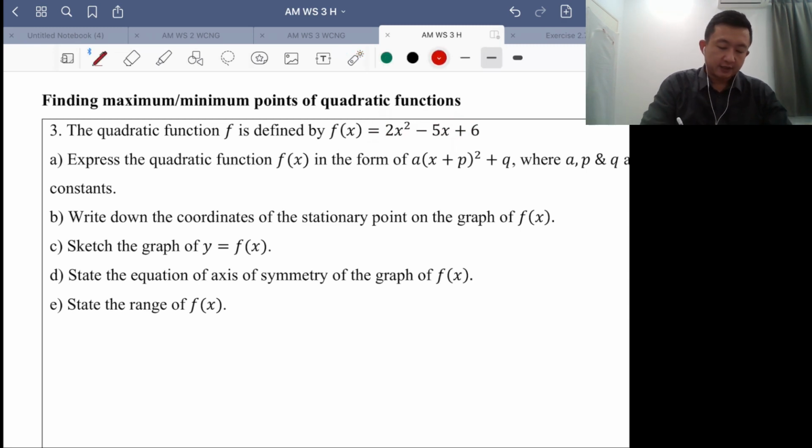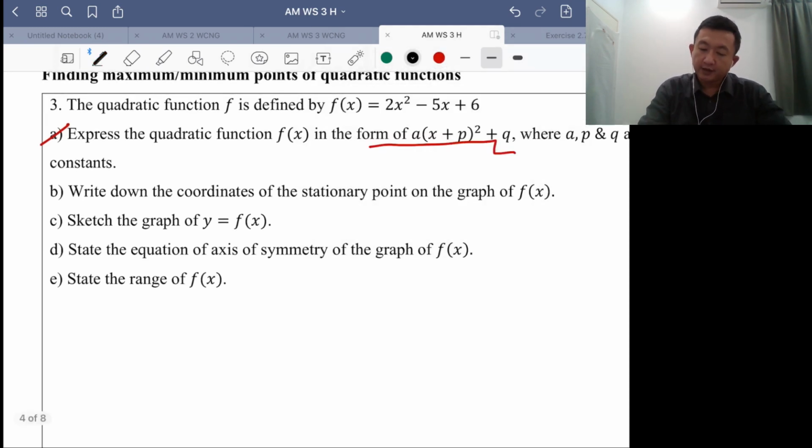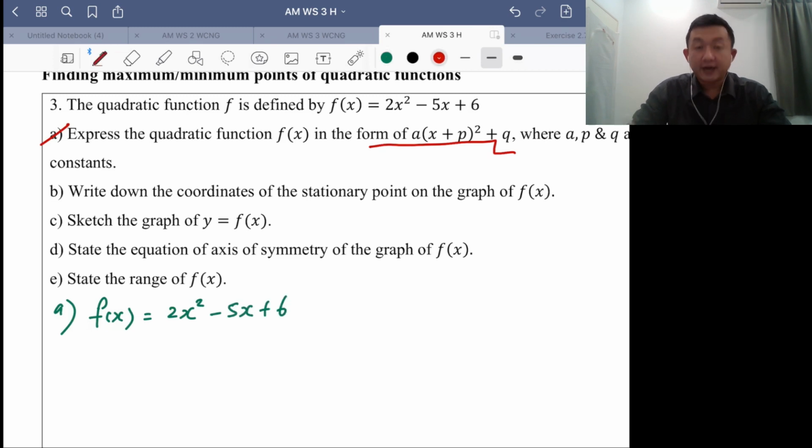We look at 3a. 3a, you need to change this to completing the square form. So you do the part completing the square, you must remember the steps. First, in order to do completing the square, what is the first thing? Always making sure your a equals 1. Good. And you cannot divide everything by 2 because it's not a quadratic equation, it's a function. You can only factorize by putting in 2 in front. So you have x squared minus 5/2 x plus 3.